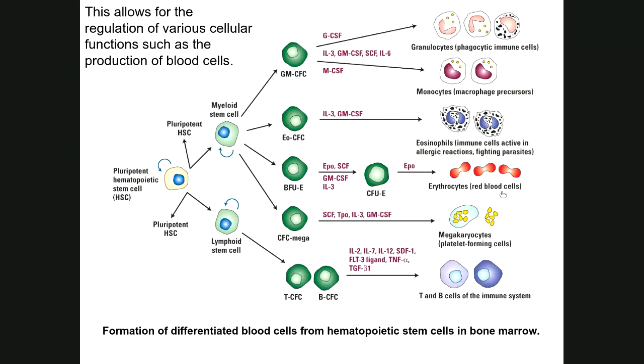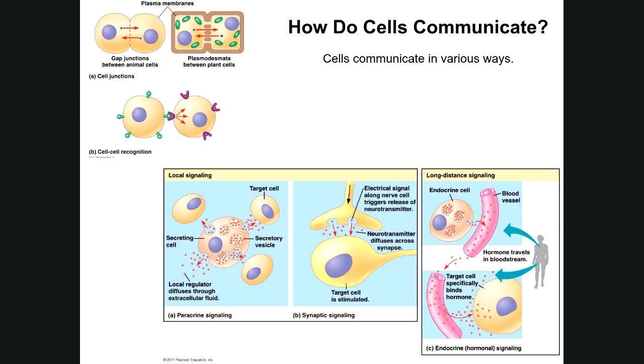So if you notice the EPO here is in a purple color, that means all these other abbreviations listed here are abbreviations for other ligands that will target the stem cells in your red bone marrow, telling them what type of blood cell to specifically turn into, to mature into. Now, the way cells communicate, well, it varies.